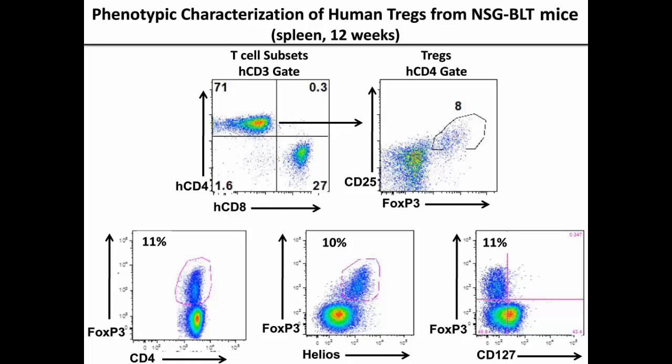So what we really wanted to do is now ask this BLT mouse model with a robust human immune system, can they respond to an infectious agent, such as dengue virus?